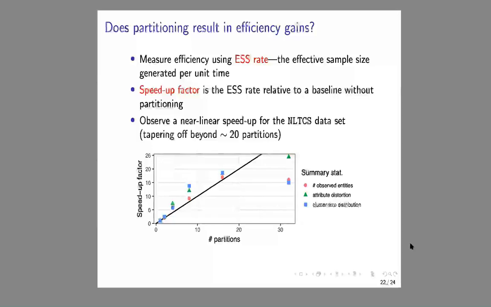Here we observe a near linear speed up. However, we see it tapering off beyond 20 partitions. One way to fix this would be to use something other than a KD tree. However, then you would have to do some load balancing, since with a KD tree, you get well-balanced partitions for free. And we're looking at different summary statistics here so that we can see that it's near linear and we're not biasing towards one particular summary statistic.